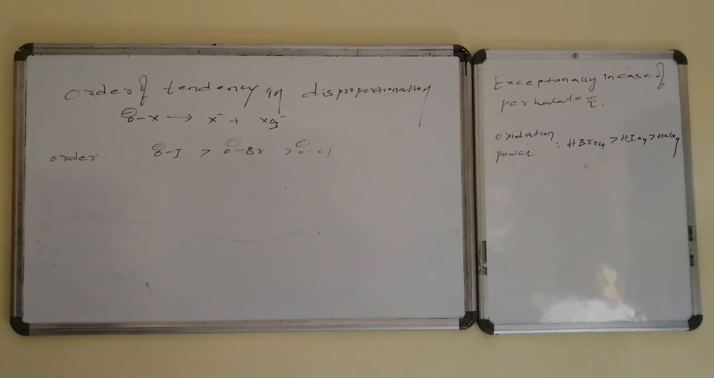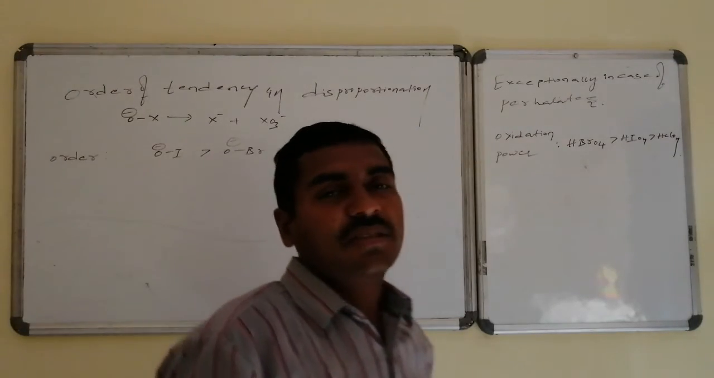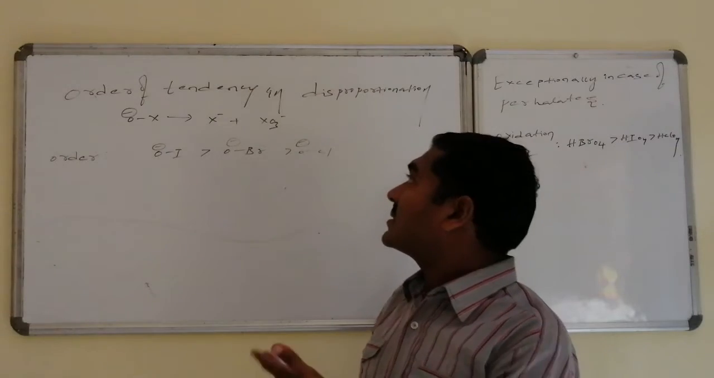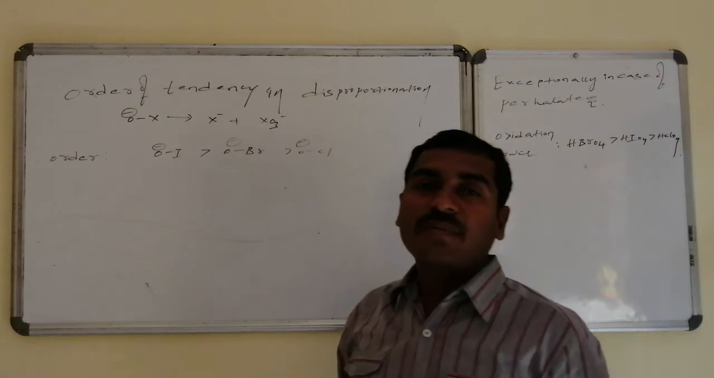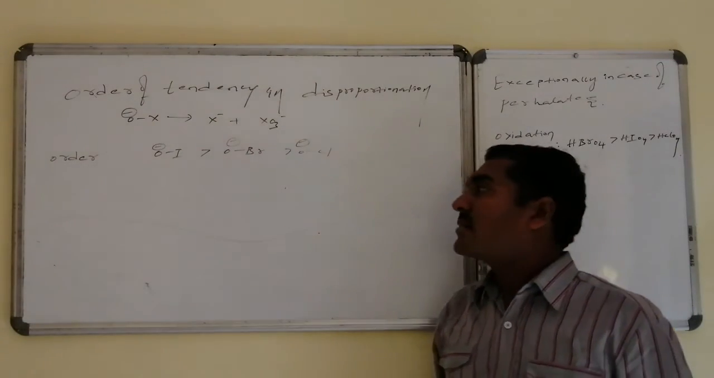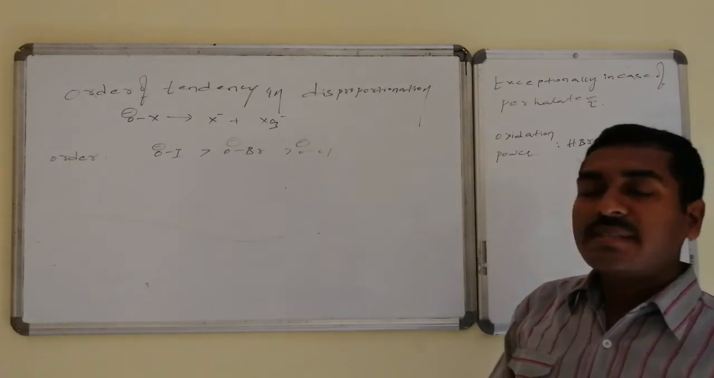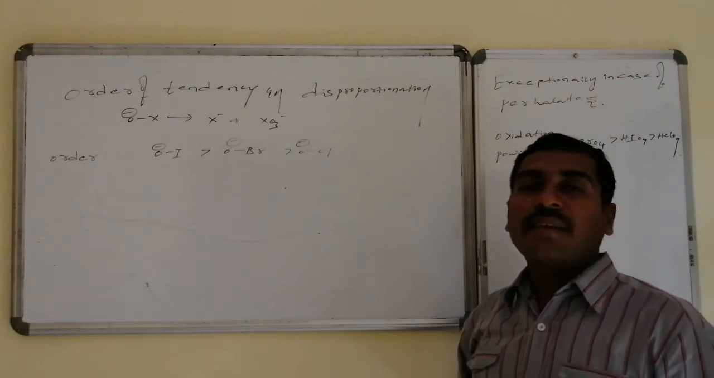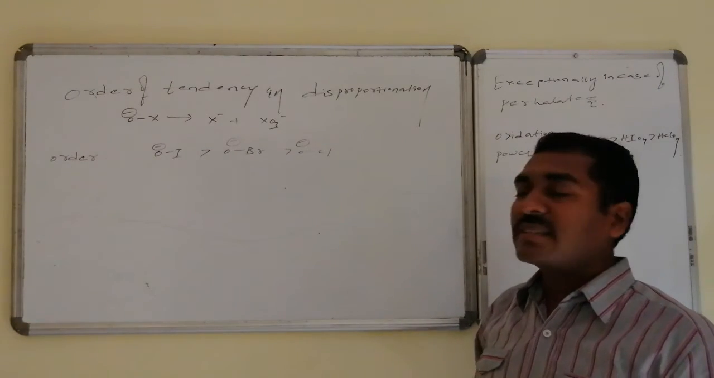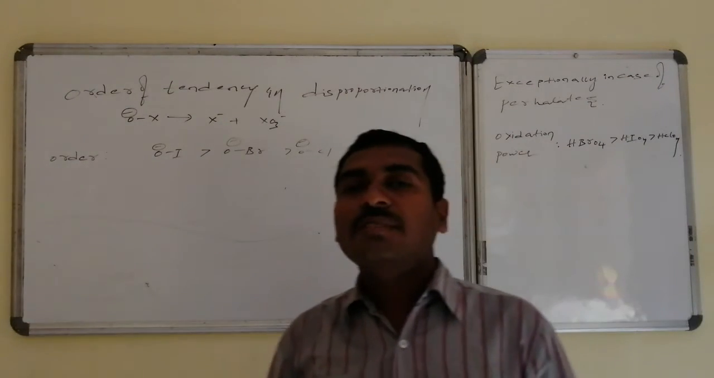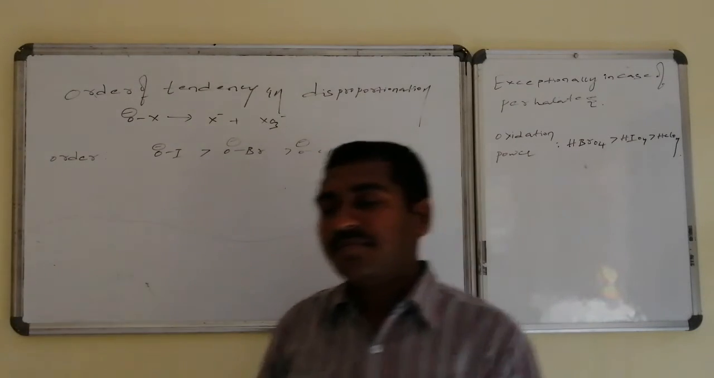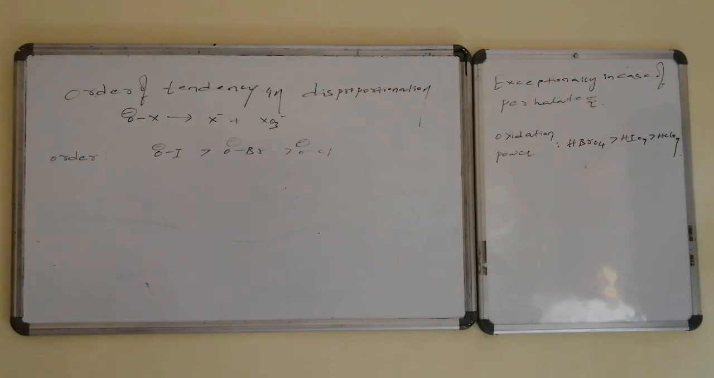Hypohalous acids undergo disproportionation because they are unstable, and as a result of disproportionation they are converted into chlorides followed by chlorates. This disproportionation tendency is present in such a way that hypoiodous acid has a higher tendency than hypobromous acid, and the least tendency of disproportionation is present for hypochlorous acid.